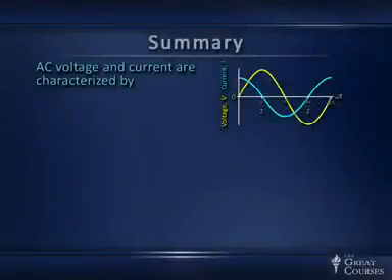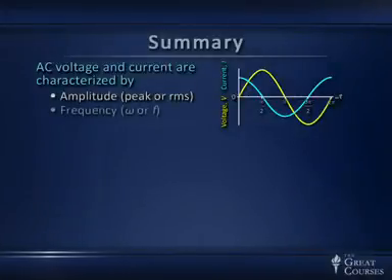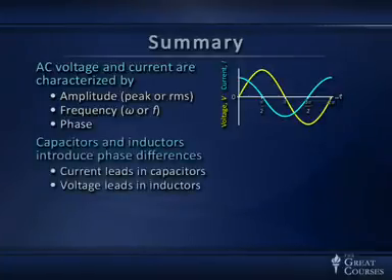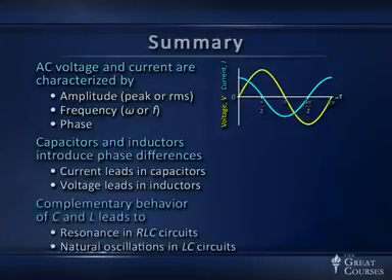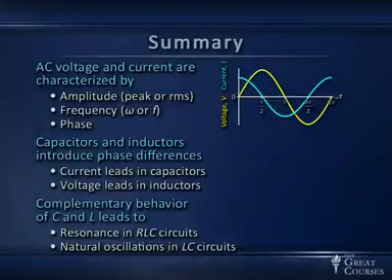But let me summarize. We've discovered that AC voltage and current are characterized by their amplitude, expressed either as peak or RMS, their frequency, expressed either as this angular frequency or more commonly as regular frequency in hertz, their phase. Capacitors and inductors introduce different phase differences, and by exploiting those phase differences complementarily, that leads to the resonance in RLC circuits and to these natural oscillations in LC circuits.